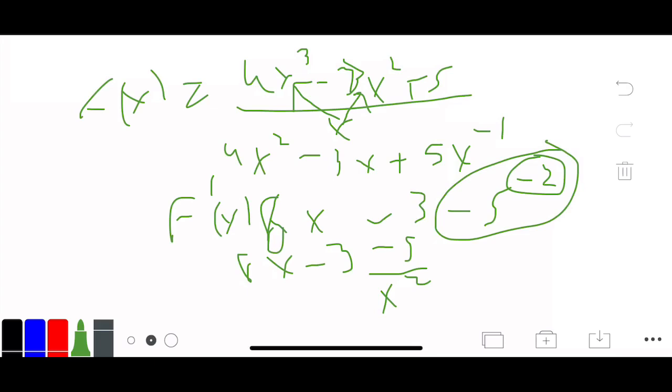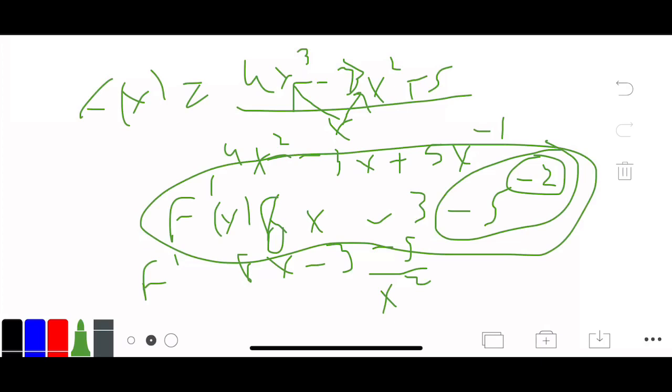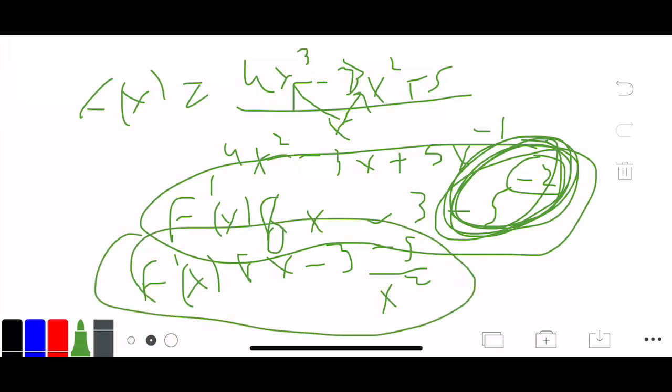So, like I said, you can't leave it in this form right here, only because this last term right here is not in the simplest form, I guess. So this is your answer down here. That's your answer.